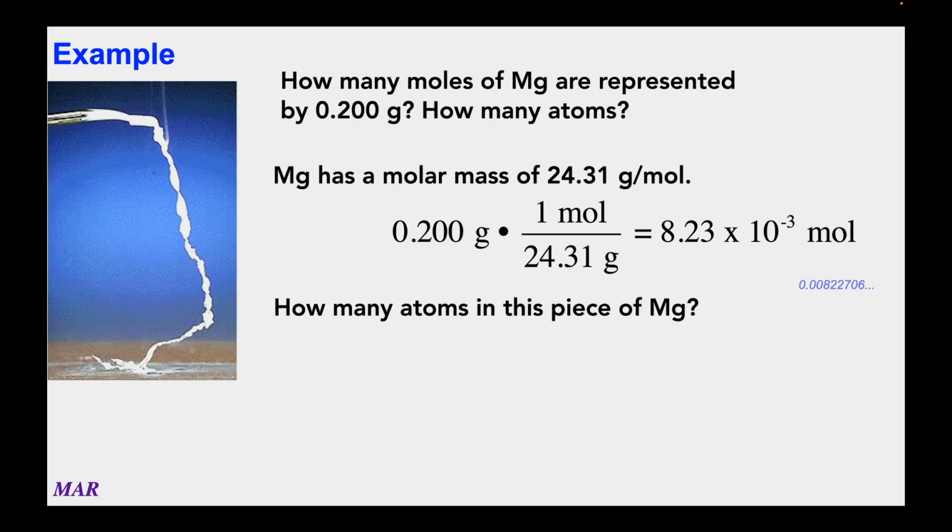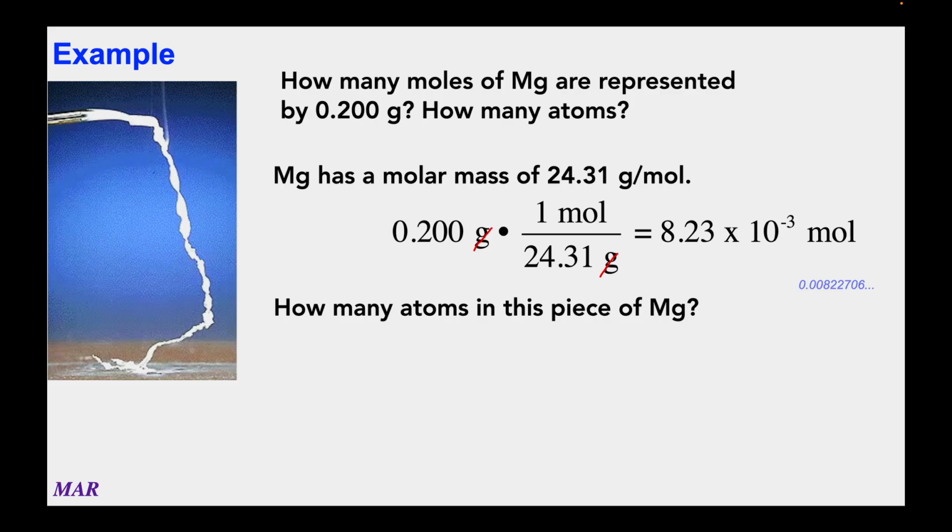Pretty cool. So here's what we're going to do. We'll first figure out the moles. So 0.200 grams is how much we start with. We're going to divide by 24.31 grams per mole. And you can see on there that the grams on the top cancel the grams on the bottom. We're left with 8.23 times 10 to the minus 3 moles of magnesium. And that doesn't mean a lot to me, but the next part is exciting.